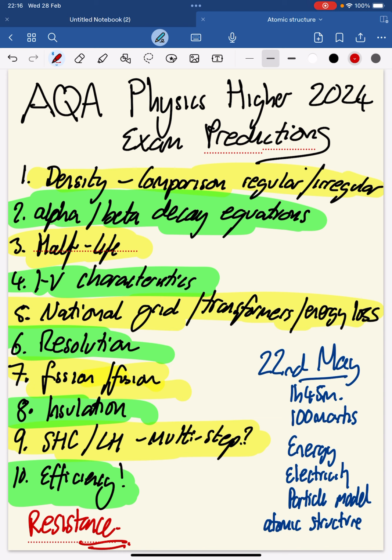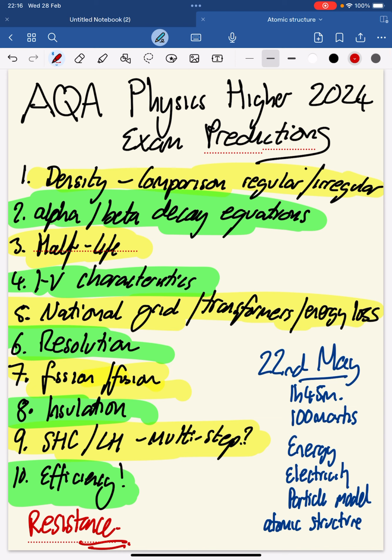Heat capacity and latent heat, potentially a multi-step calculation might be in this one to separate the grade 7, 8, 9s out. So just be aware of that, make sure you're happy with that. Remember, this year you have got the formula sheet, so you can use that. So potentially we might see a more difficult section of calculations. If we're using the calculations, please make sure we use that FIFA method. There's another video on my channel that explains how to use that to gain full marks.